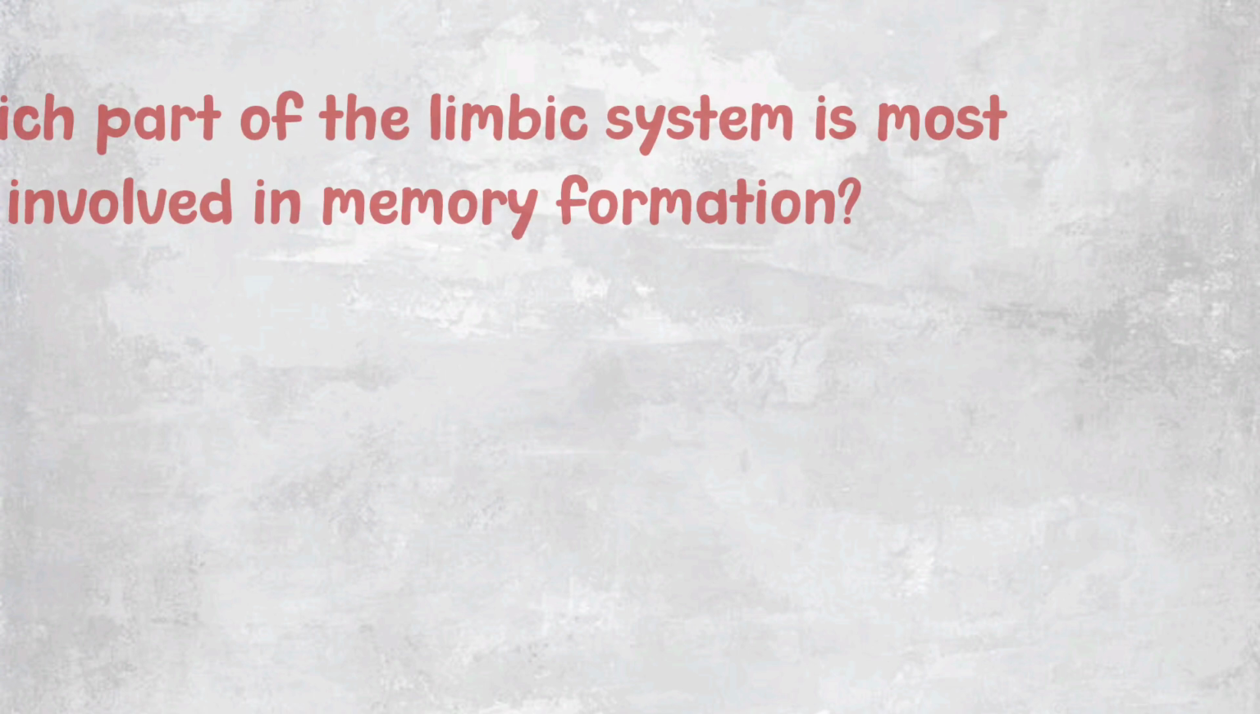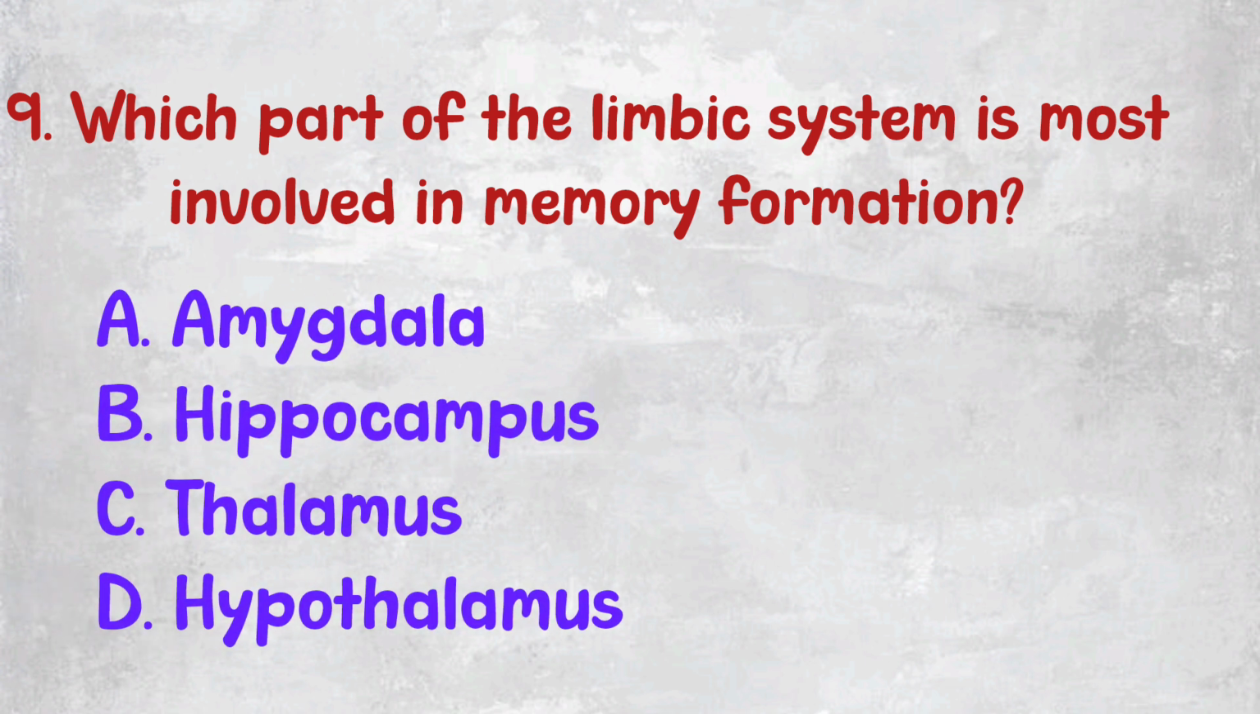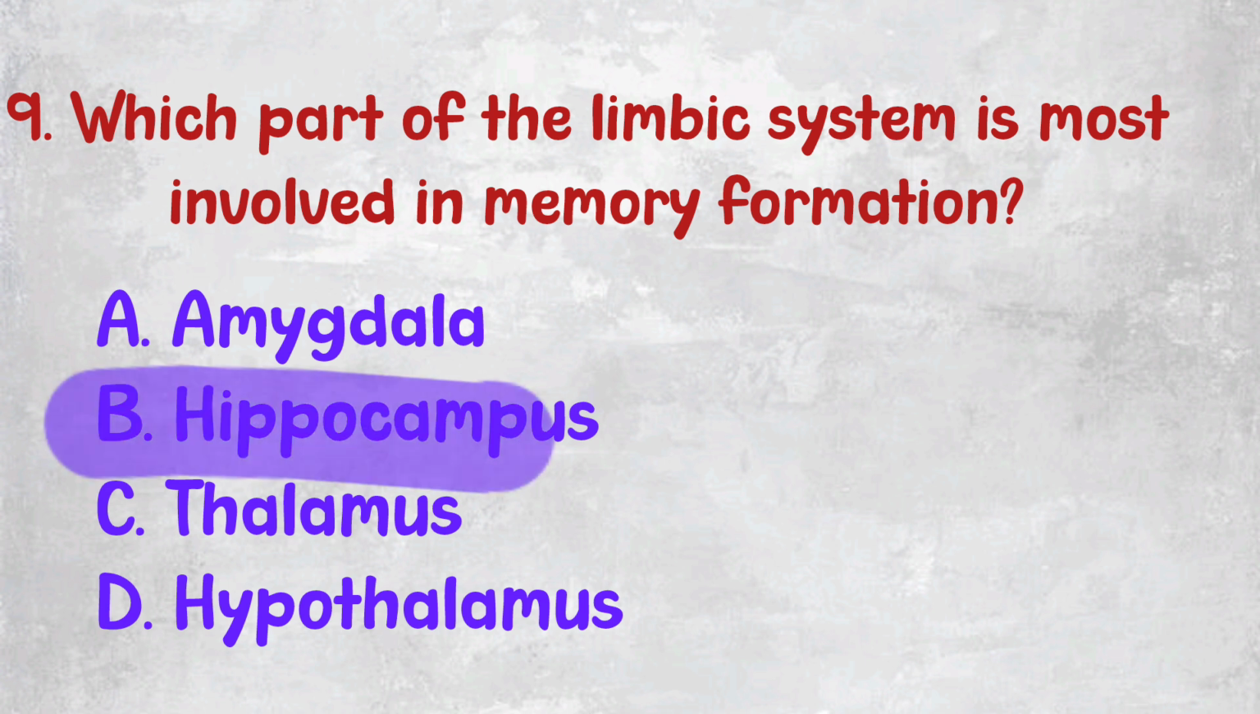Question number 9. Which part of the limbic system is most involved in memory function? We have A, the amygdala, B, the hippocampus, C, the thalamus, and D, the hypothalamus. Our answer here should be the hippocampus, because the hippocampus is vital for forming and organizing new memories.